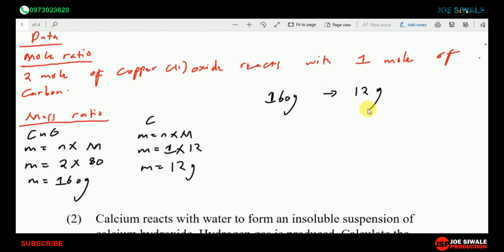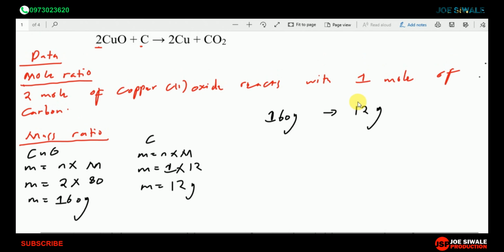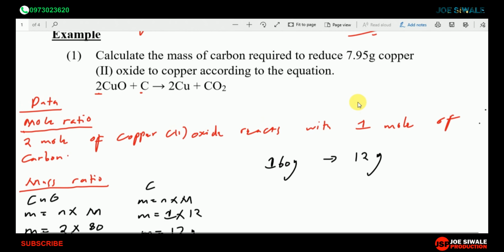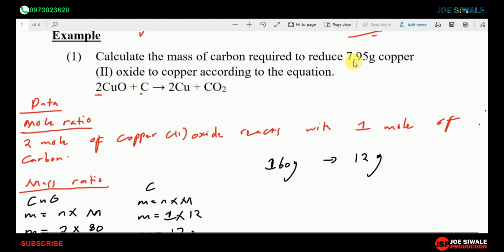What about the mass of carbon that we have been given? The mass of copper 2 oxide that we have been given in the question is 7.95 grams of copper 2 oxide. So we're going to write this here. This is going to be 7.95 grams of copper 2 oxide. It's going to be equal to X.